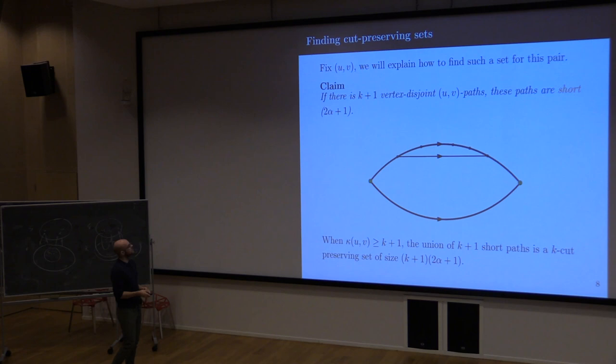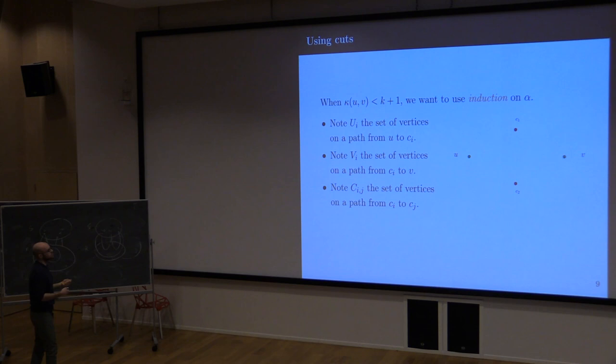So this is the easy case, when you have a lot of paths between two vertices. And the question is, what happens when the connectivity is small? What can we do about this? This is where we try to use induction.